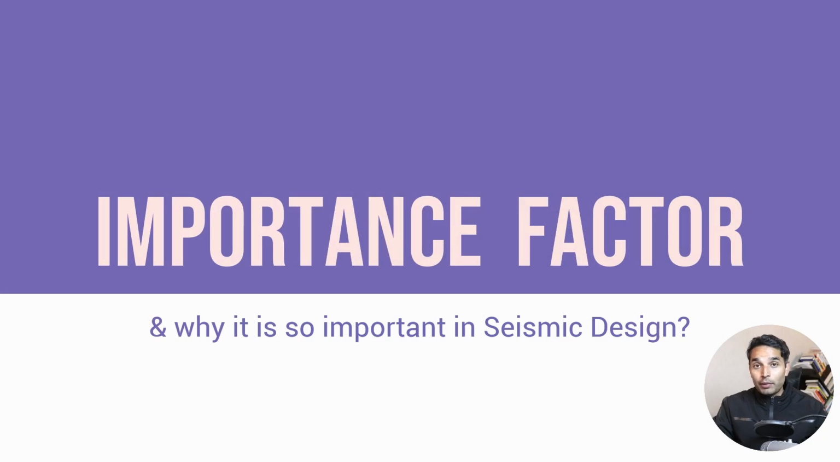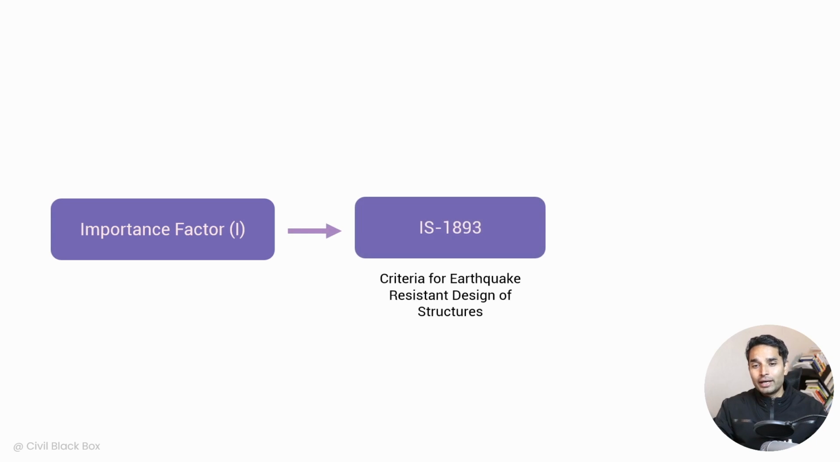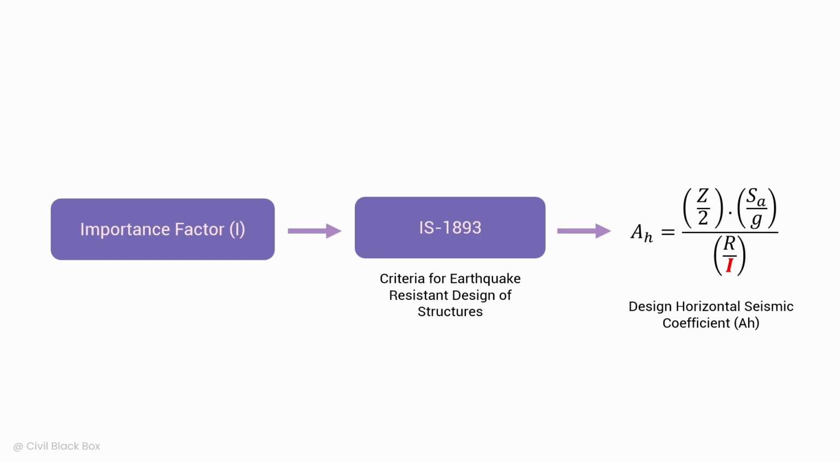So in this video, we'll be talking about the importance factor and why it is so important in seismic design. Now, the concept of importance factor is derived from the IS 1893, which is the code for criteria of earthquake-resistant design of structures. Here we talk about the design horizontal seismic coefficient, which is AH. AH comprises Z by 2 multiplied by SA by G divided by the response reduction divided by the importance factor. So the I here is what is really, really important.